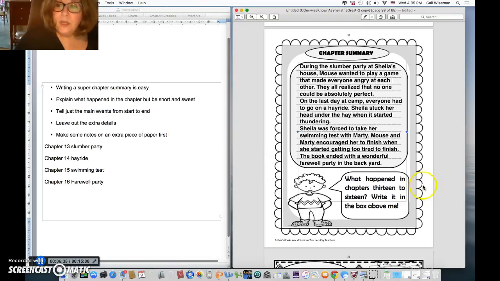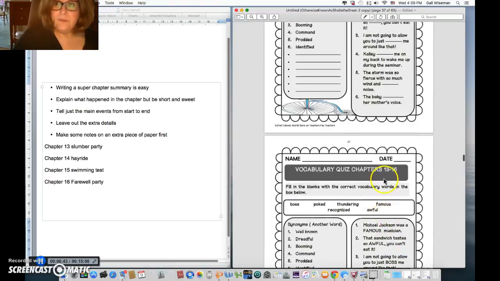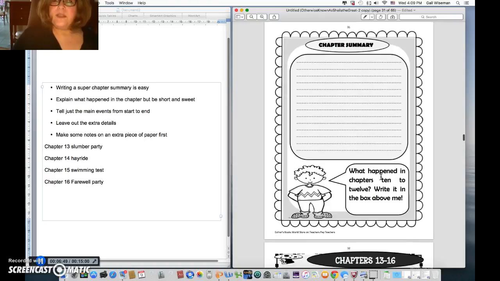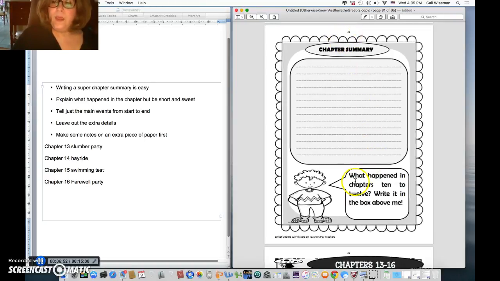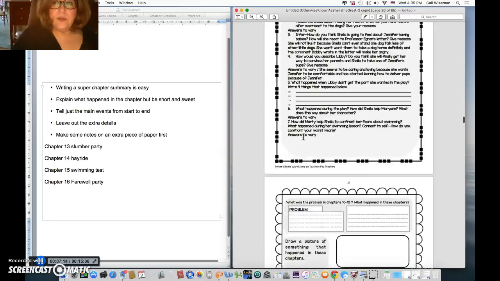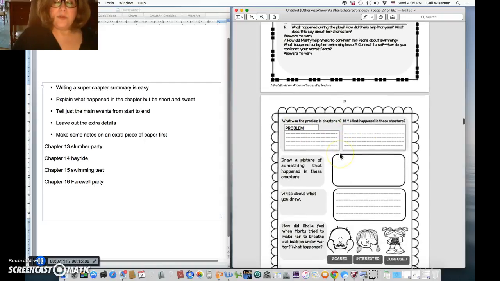But you need to look at the bottom of the page over here on your sheet. Your sheet that I'm asking you to review is actually this one. It's page 31, and it says what happened in chapters 10 to 12. What you would do is write chapter 10, and give it a title to help you remember. You can go back to the YouTubes and see if you don't remember, or you could look at your notes. You can see what the problems were in those chapters.